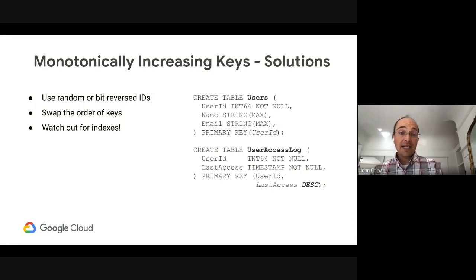One thing to point out here is that you have to be very careful with indexes as well. A common first intuition is, say I want to index my user access log by timestamp. I should not attempt to do that by just creating an index on that access time. Indexes in Spanner are implemented as tables, which means that they have the same scalability properties as the tables themselves. So we need to avoid monotonically increasing keys in both tables and their indexes.